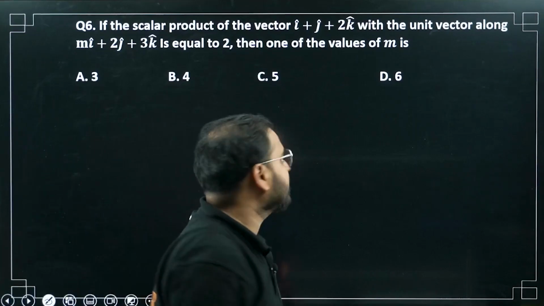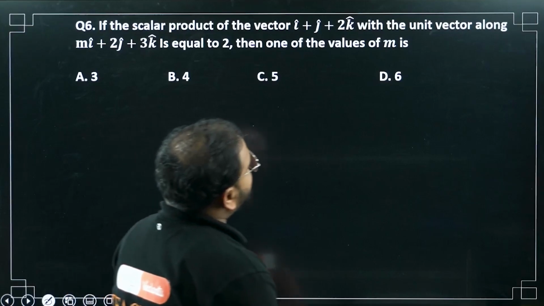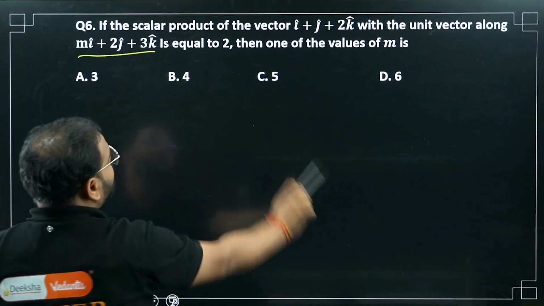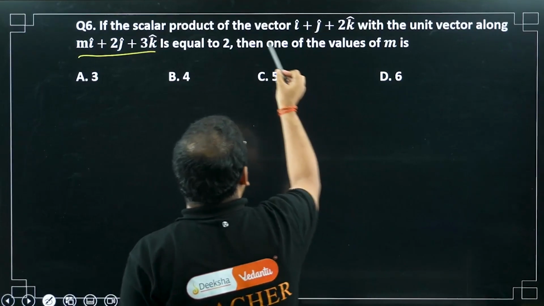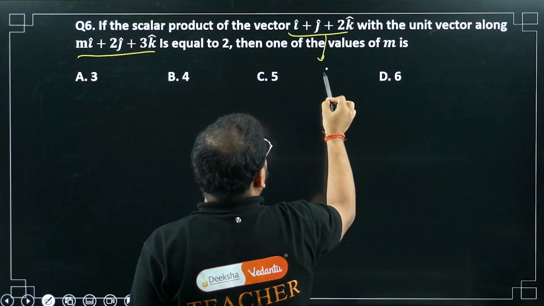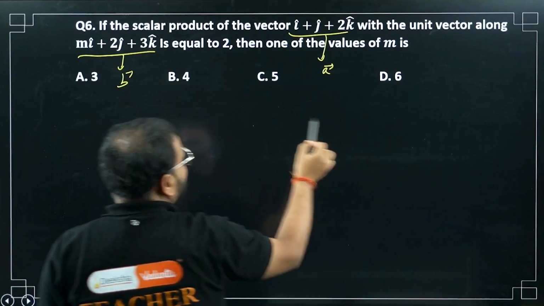Okay, let's do it. The scalar product of the vector i, j plus 2k with the unit vector along... scalar product means dot product, is equal to 2. But not this, right? So what are they asking? Let's say if I take this to be vector A and this to be vector B, are they saying this?